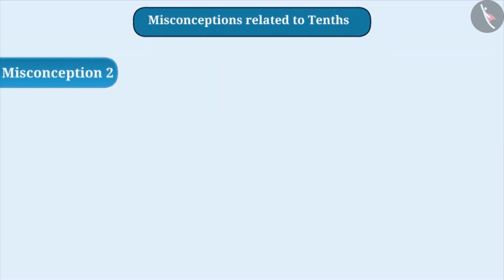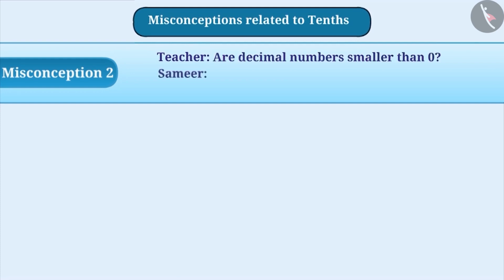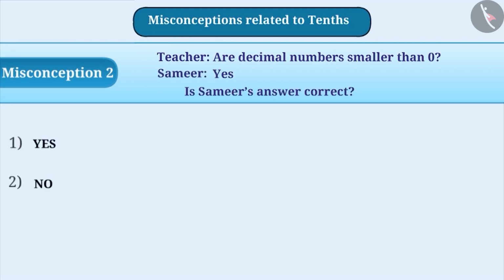Misconception 2. While teaching comparison of decimal numbers, the teacher asked Samir a question. Are decimal numbers smaller than 0? Samir said yes. Can you tell whether Samir's answer is correct or not? Many times, there is a misconception that decimal numbers are smaller than 0. With this understanding, Samir's answer is considered to be correct and option 1 is incorrectly chosen as the answer.